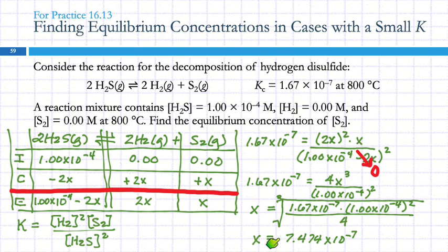If I do the check on this, and I take my x and I divide it by the thing that I was going to add or subtract it to, and multiply by 100, I get 7.5%. That's too big. This is not valid. We can't use the x is small approximation.